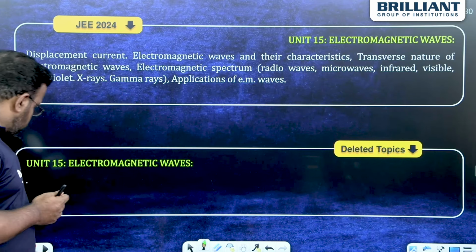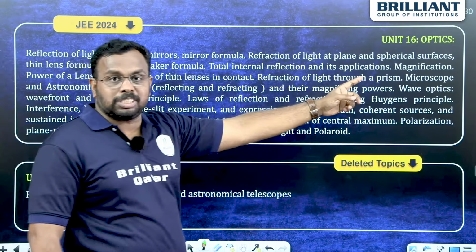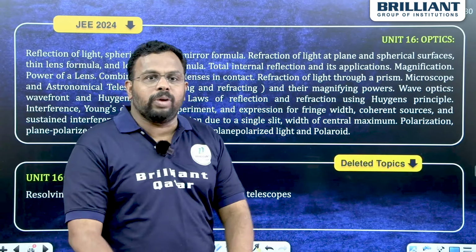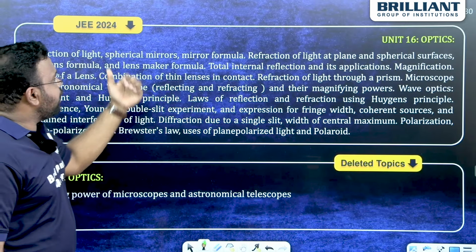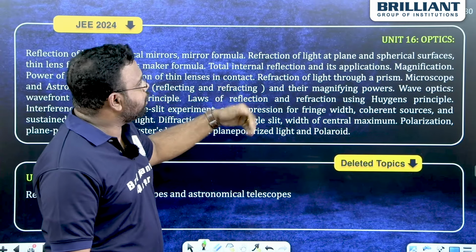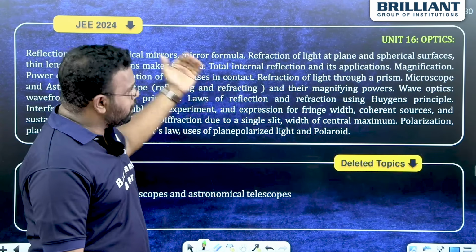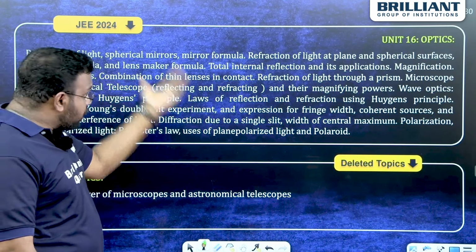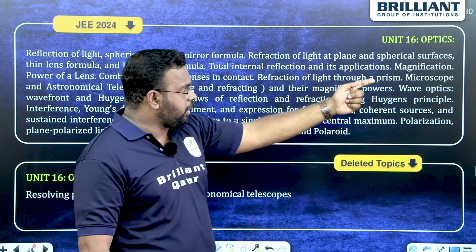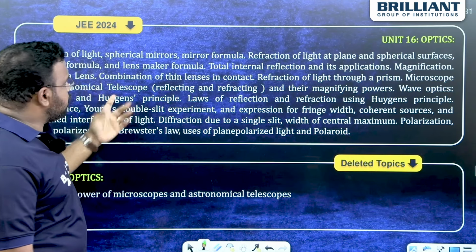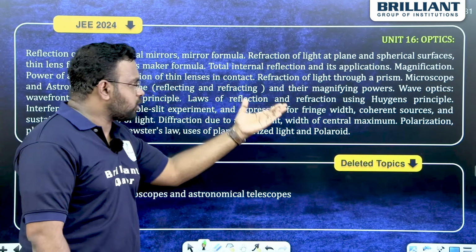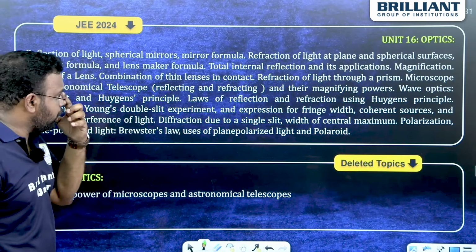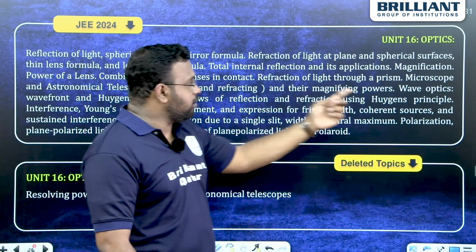Right. Now, unit number 16, optics. Optics means you know that there are two chapters: ray optics and wave optics. Reflection of light, spherical mirrors, mirror formula, so reflection is there, refraction is there, mirrors are there, at plane and spherical surfaces, thin lens formula and lens maker's formula, total internal reflection and its applications, magnification, power of a lens, combination of thin lenses in contact, refraction of light through a prism. So almost everything for the board is there. Microscope and astronomical telescope, reflecting and refracting type and their magnifying powers.